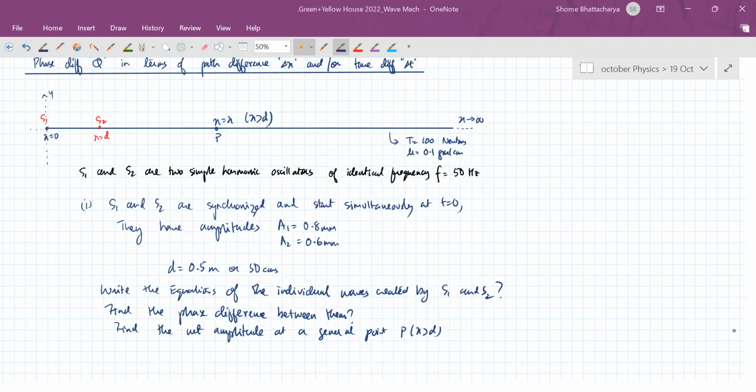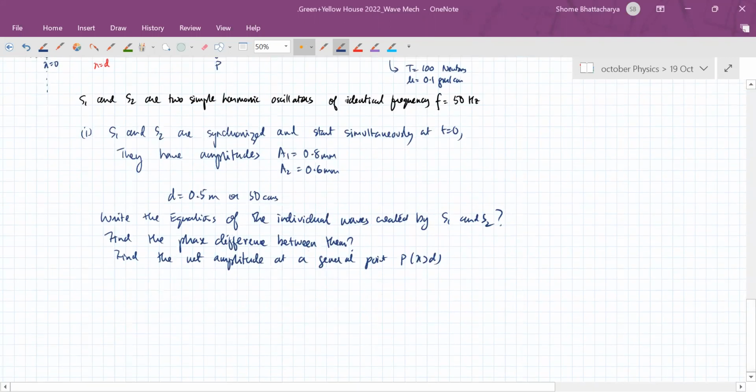Okay, so let's understand the individual sources. They have a frequency of 50 hertz each, so omega will be 100 pi radians per second. These values will create a wave speed of 100 meters per second. So this frequency and this wave speed together tell you that the wavelength will be 2 meters, and the angular wave number will be pi radians per meter.